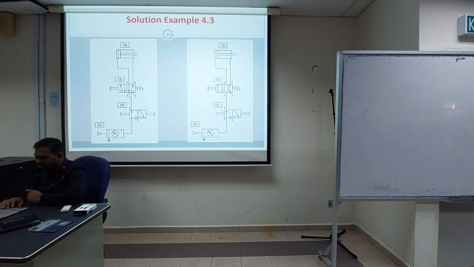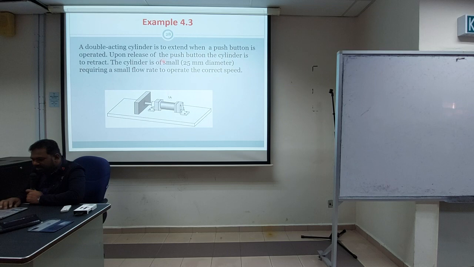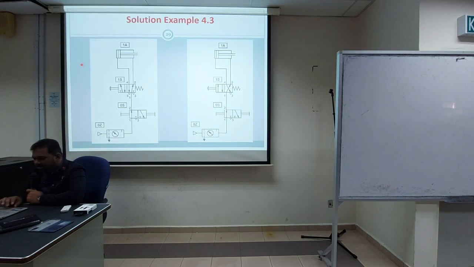Okay, so either way will be accepted, but just according to the question. So you say upon release of the push button, the cylinder must retract. So there must be a spring at the back. So when you press the push button, it extends. If you don't press, you release, it will go back to the original position because of the spring. Okay, so that's on the direct control.